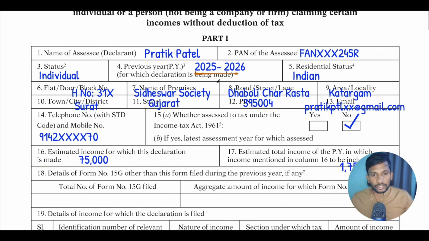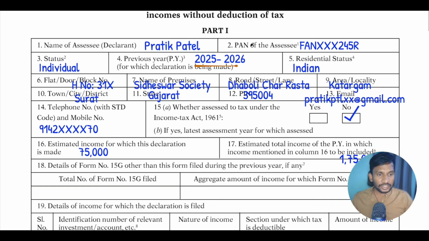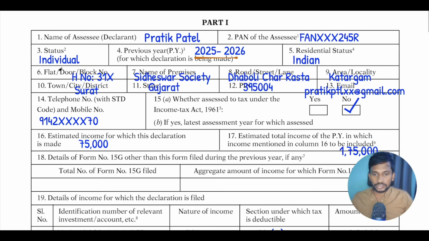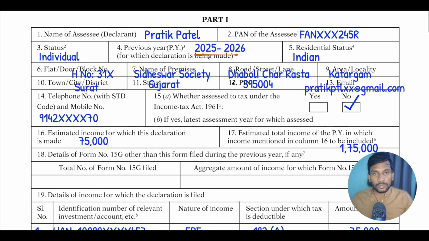So, if you are withdrawing your EPF amount in December 2025, just copy this financial year 2025 to 2026. Not only in December 2025, if you are withdrawing your EPF amount before 31 March 2026, till then you can use the same previous year on the Form 15G. In field number 5, write residential status as Indian. From field number 6 to field number 12, write your address details. The address need not match with your EPFO records. You can write your current address.